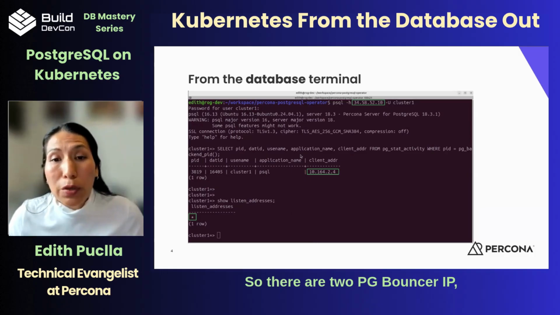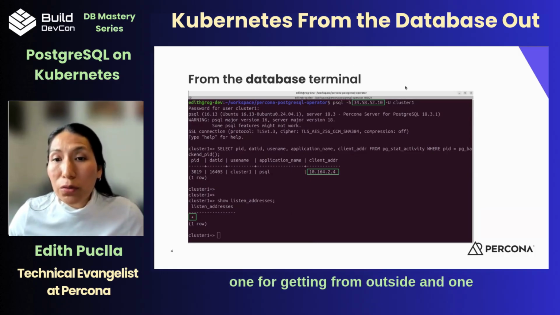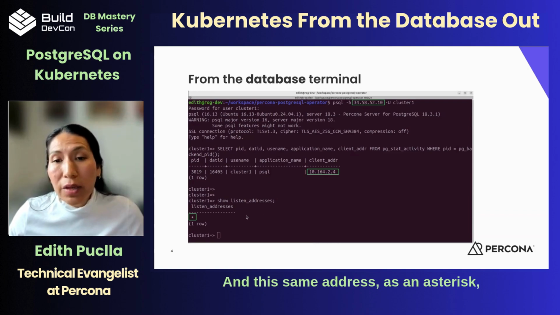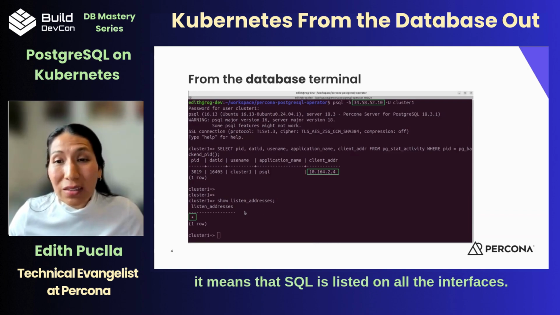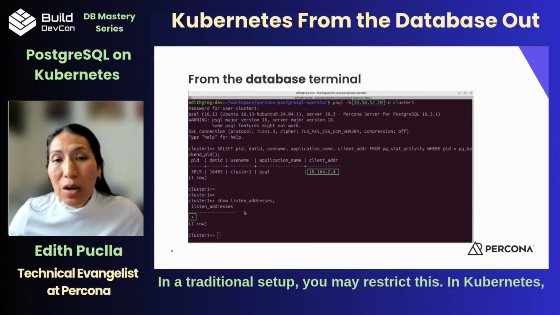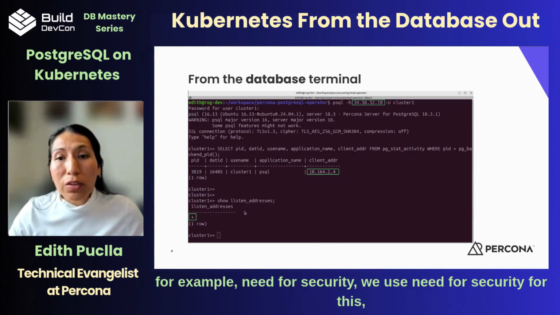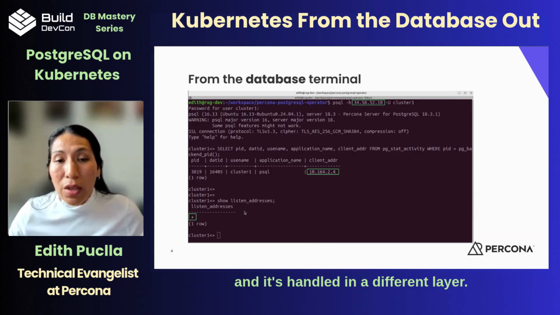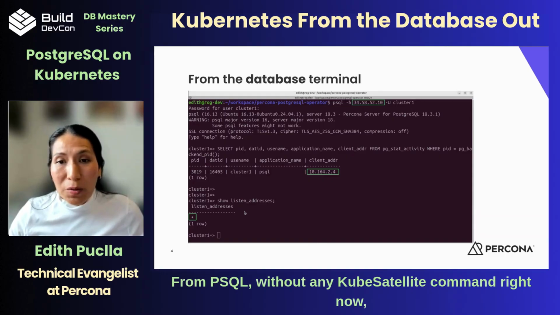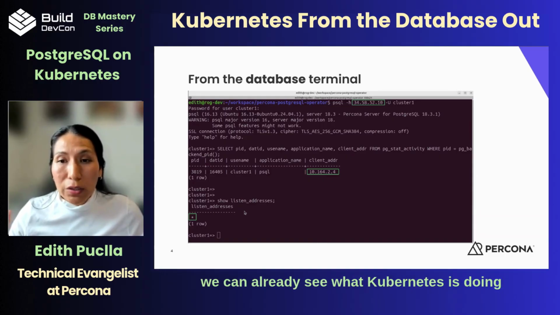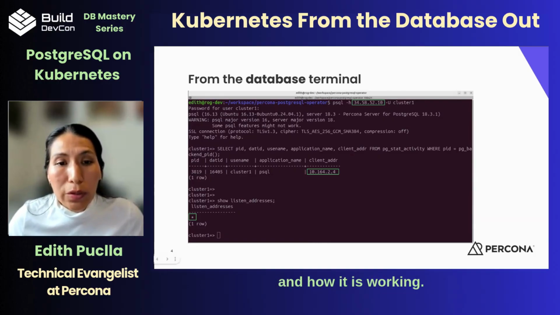So there are 2 PgBouncer IPs, one for connecting from outside and one for talking to PostgreSQL from inside. And listen_addresses as an asterisk means that PostgreSQL is listening on all the interfaces. In a traditional setup, you may restrict this. In Kubernetes, we use network security for this, and it's handled in a different layer. From PSQL, without any kubectl command right now, we can already see what Kubernetes is doing and how it is working.